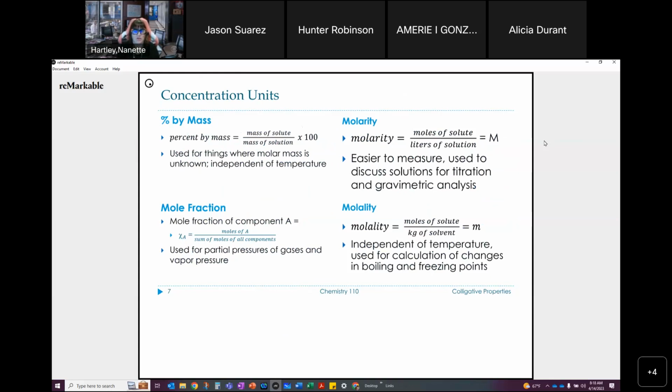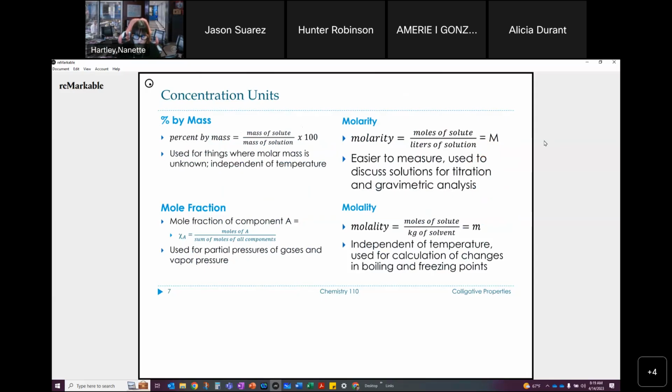We also have molarity, which we've talked about in pretty good detail now, which is the number of moles of solute per liter of solution. And that's the most typical way that we talk about concentration. So if you get a question that says, what's the concentration, and they don't specify, it is always asking about molarity, which is this big M, moles per liter. It's very easy to measure. It's very common for us to use it to discuss solutions for titration and gravimetric analysis. So if I'm doing an acid-base reaction or a precipitation reaction, and I'm using that information to calculate the concentration of another solution, that's one of the things that we use that for.